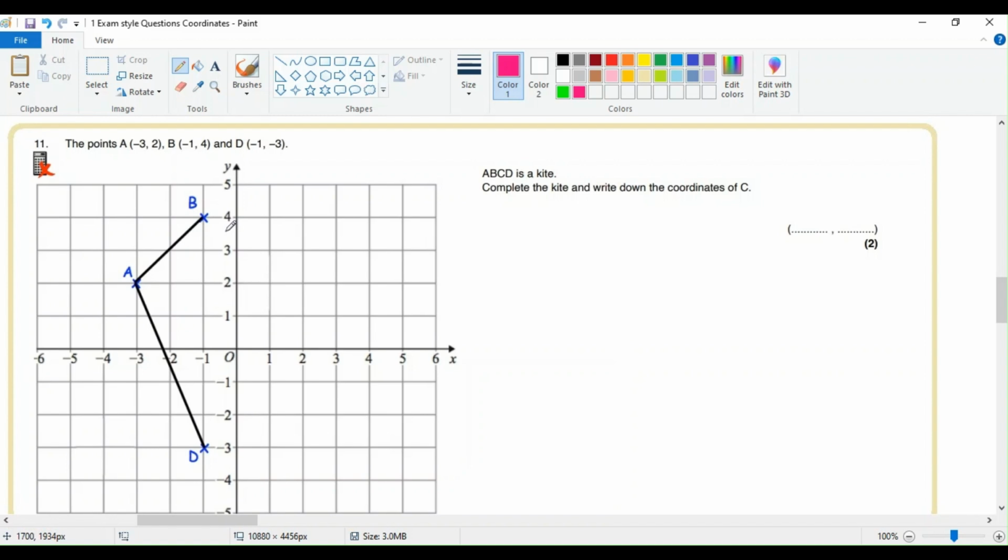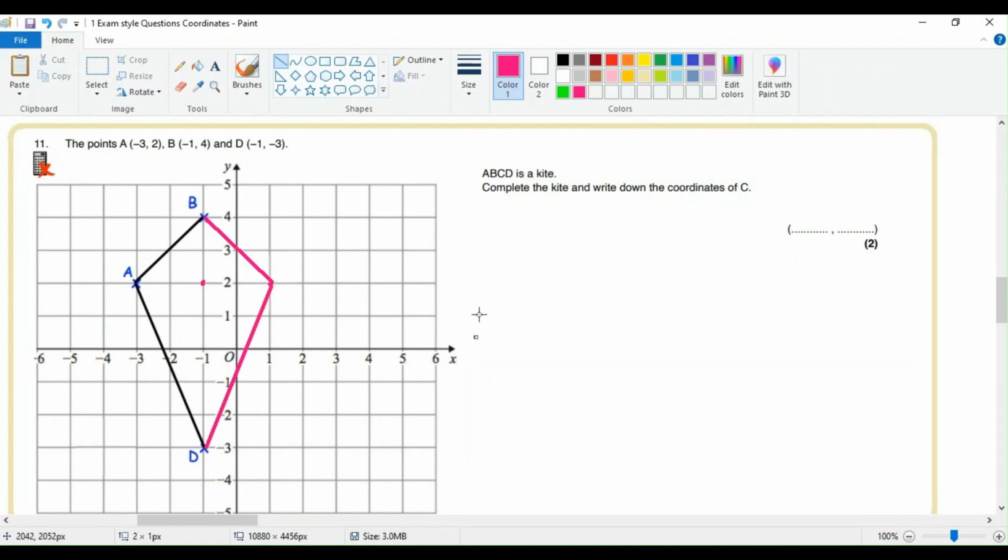As you can see in question number 11, it says the points A (-3, 2), (-1, 4) and (-1, 3) are three points of a kite. Complete the kite and write down the coordinates of C. This is an imaginary line and this is the center point of A. That means from here it's going to the left-hand side, so it's going to go right-hand side 2 points. And now you can join these two lines like this.